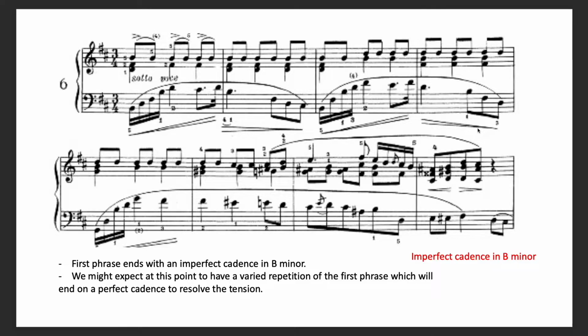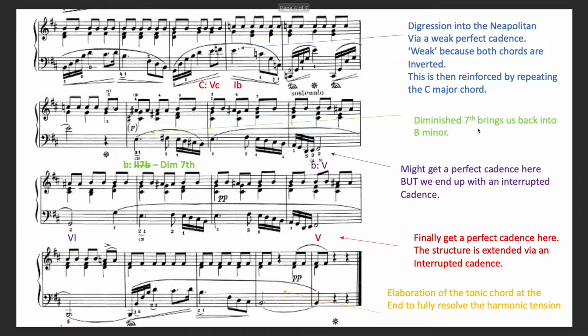Okay, so now let's have a think about what happens next. What we don't get is a really clear varied repetition. Immediately after, we start the phrase again with this left hand motif, but then we quite quickly move through into something that sounds like C major. So we get this very weak perfect cadence into C major, the Neapolitan key.